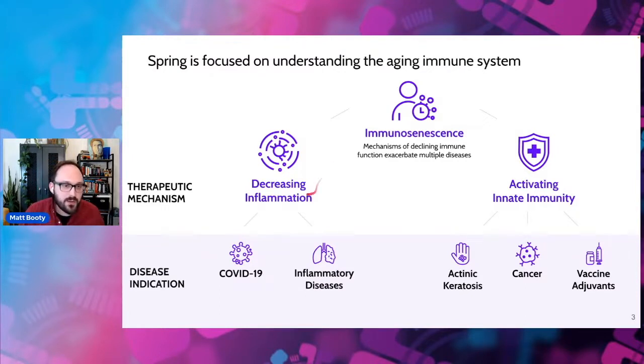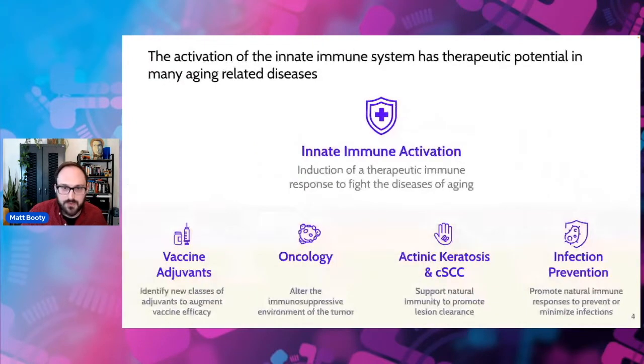But you can also have very directed uses for decreasing inflammation. We have a clinical trial that just completed in COVID-19, trying to reduce inflammation in severe COVID disease. We're also moving into other inflammatory diseases. But clearly, today we want to talk about activating innate immunity and specifically activating therapeutic inflammation. And there's a variety of applications for innate immune activation in the context of aging and age-related diseases.